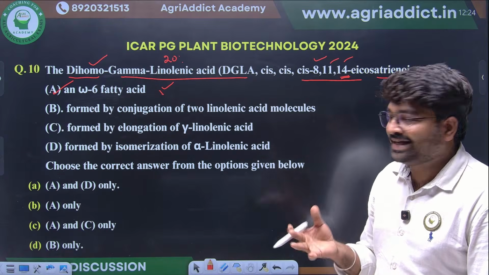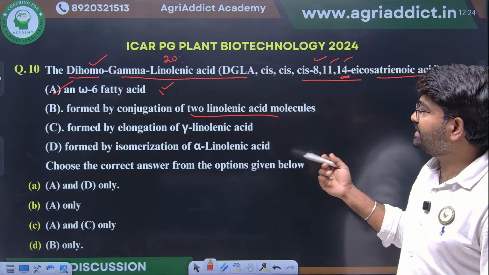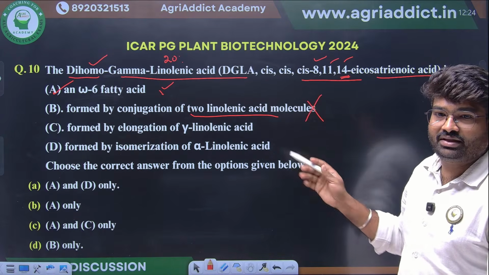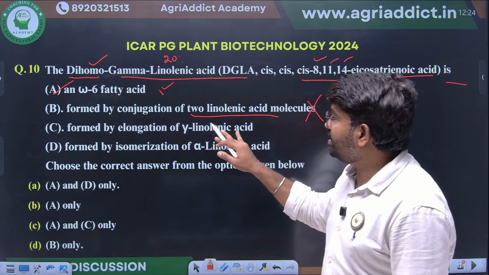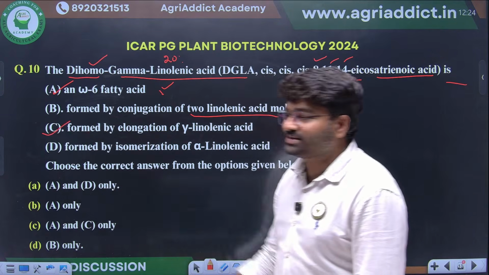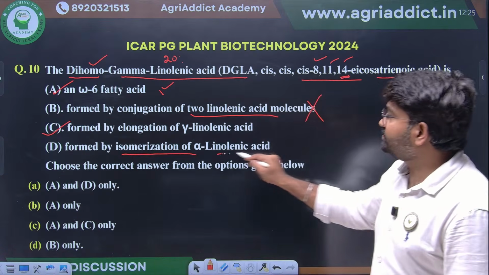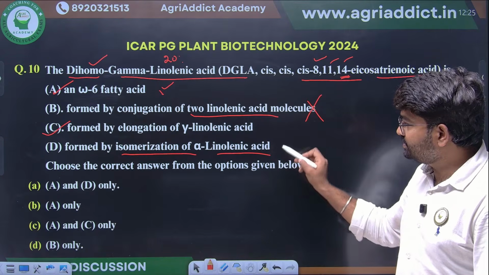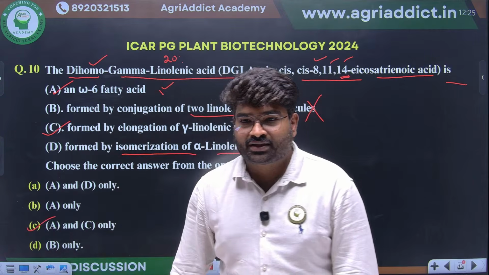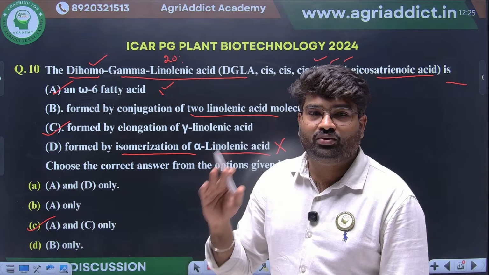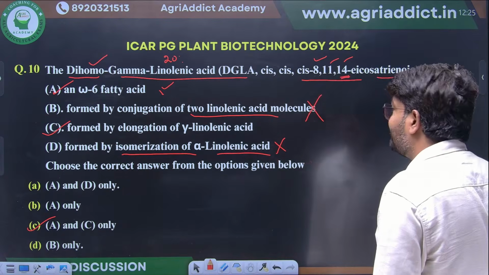Second, formed by conjugation of 2 linolenic acids. This is wrong. This is just formed by an elongation reaction. Formed by elongation of gamma linolenic acid: yes, this is correct. Formed by isomerization of alpha linolenic acid: this is also wrong. So what will be the right answer? A and C. So option C is the right answer. You have to apply the concepts. This is a very important point.